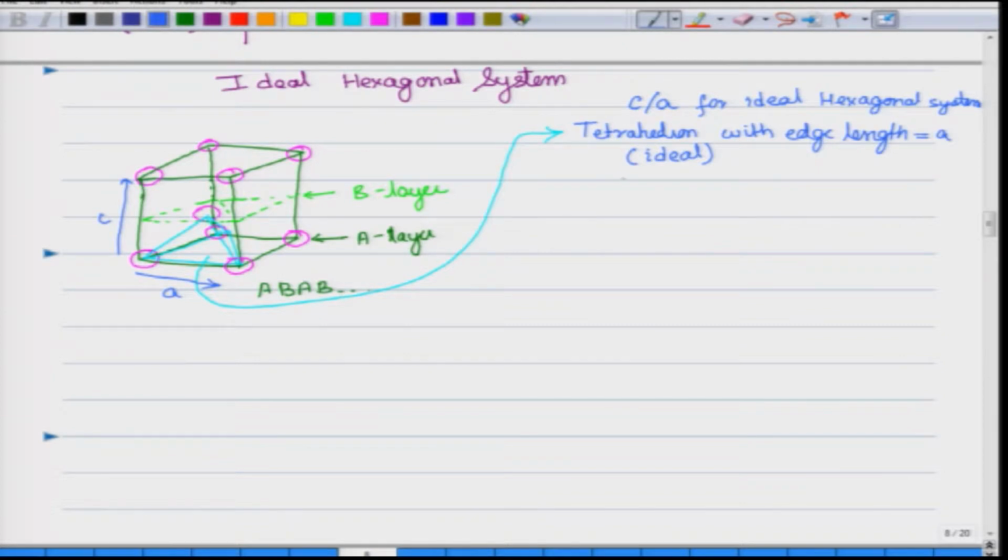So, if you look at it, this height will be equal to C by 2. You can very easily show that this is equal to root 2 by 3 times A, which is nothing but half of C. So, this is equal to C by 2, which implies that C by A ideal is... Now, whatever we are describing as ideal is also a close packed structure.